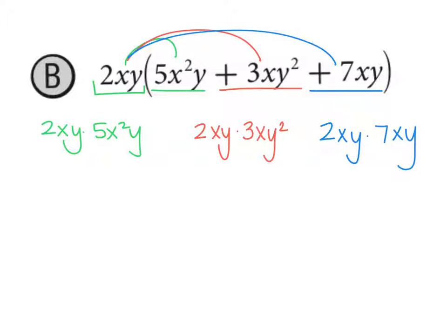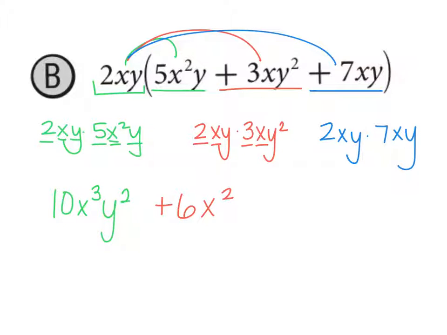And now we're just working out each problem individually. 2 times 5 is 10. I have 1, 2, 3 x's, so x to the third, and 2 y's, so y squared. 2 times 3 is positive 6, so plus 6. 2 x's, so x squared. 1, 2, 3 y's, so y to the third. And last part, 2 times 7 is 14, and it's positive, so plus 14.